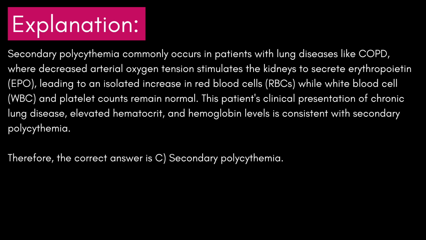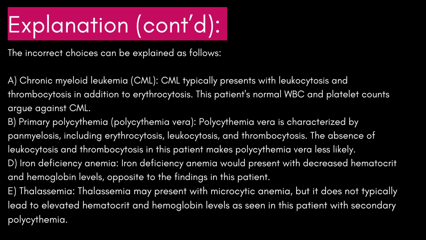All right, let's go ahead and see why the other answer choices are incorrect. The incorrect choices can be explained as follows. A. Chronic myeloid leukemia, also known as CML. CML typically presents with leukocytosis and thrombocytosis in addition to erythrocytosis. This patient's normal white blood cell and platelet counts argue against CML.